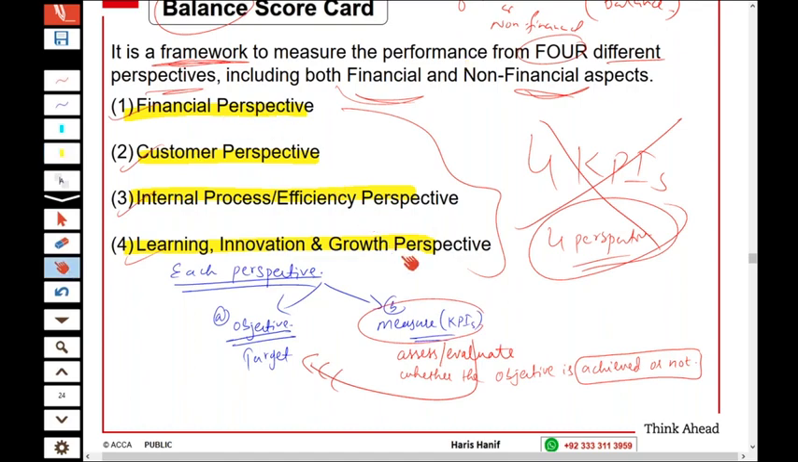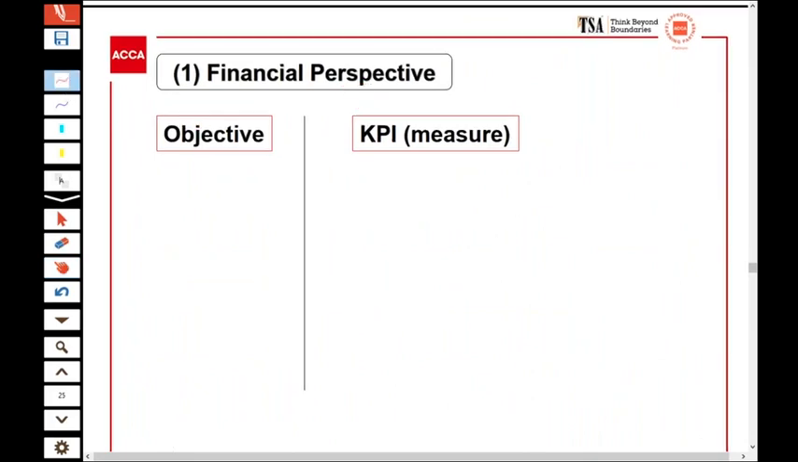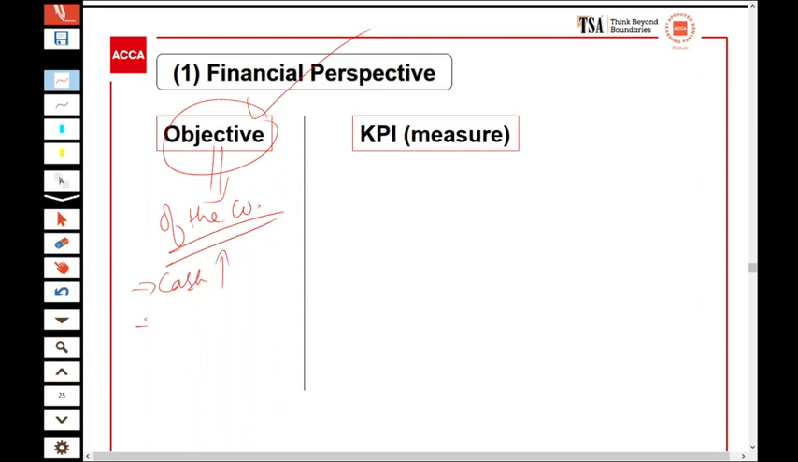Number one is the financial. Now I'm going to explain the financial perspective. From the financial angle, what will be the objective of the organization? For example, if you are heading the organization, or you are the owner, what will be your objective considering the financial aspect? My objective would be to have more cash, more sales, more money, more profits.